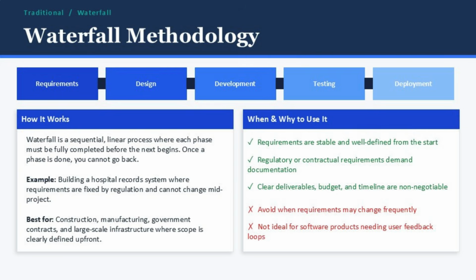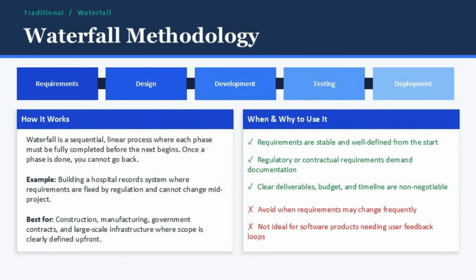On the right side of the slide, you can see when this works best. Use Waterfall when requirements are stable and well-defined, when you have regulatory or contractual obligations for documentation, and when your deliverables, budget, and timeline are non-negotiable. But avoid it when requirements might change, and steer away from it for software products that need user feedback loops during development.